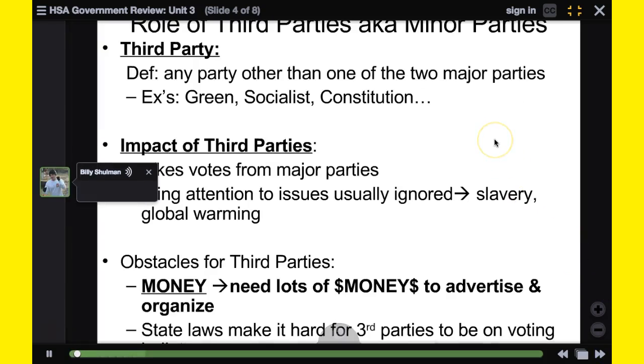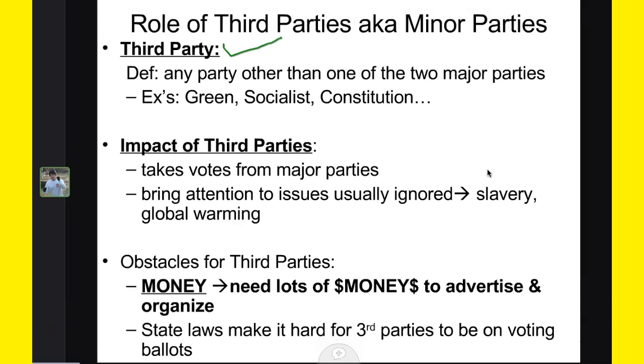All right, we just talked about the two main parties in the United States, but there are other political parties, and these parties are referred to as third parties. There are many, many, many third parties. Third parties, the definition, are any political party other than the two major political parties.